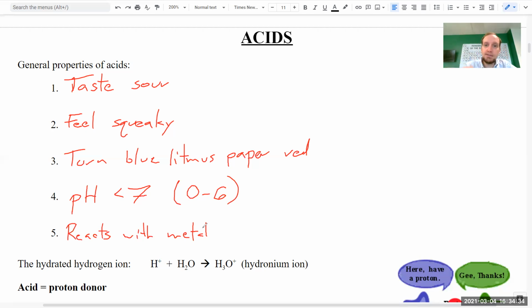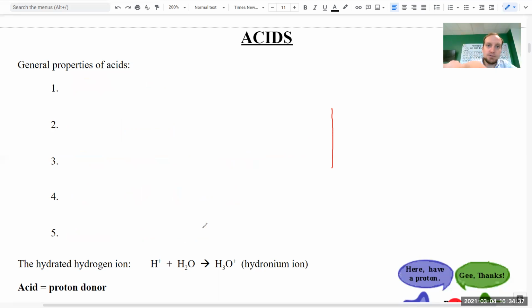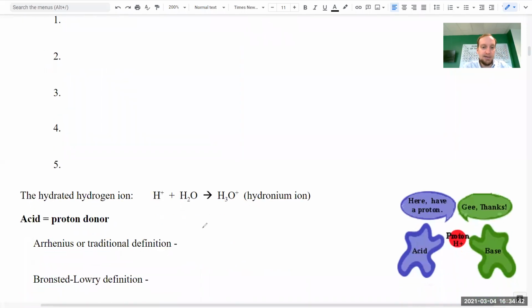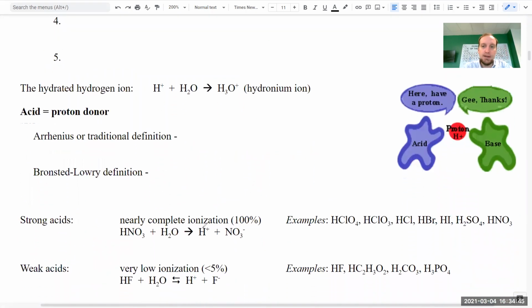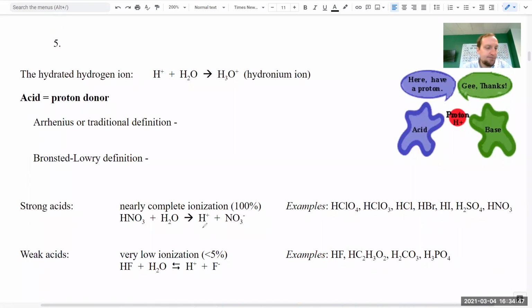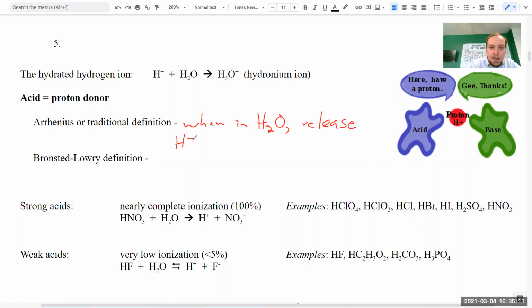Now, what makes an acid acidic? We have two definitions of what an acid actually is. Our first definition is called the Arrhenius definition, which is more of the traditional model. Basically, what that says is that when in water, it will release H plus ions.